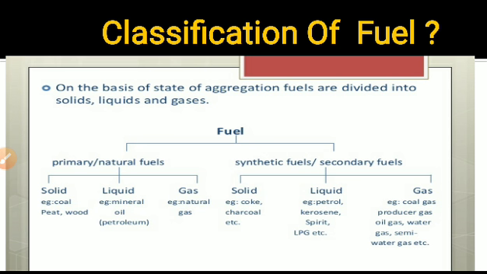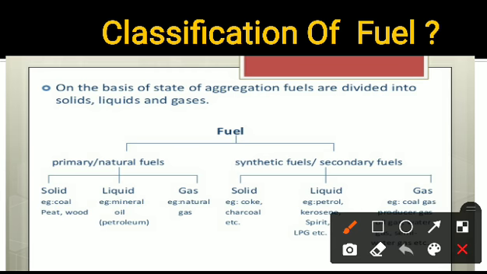Next, we are going to learn the classification of fuel. Fuels are classified into mainly two types. First, the primary or natural fuel, and the second one, the synthetic fuel, or we can say secondary fuel, also called artificial fuel. First, the primary or natural fuels are classified into three types: first, solid fuel, second, liquid fuel, and third, gaseous fuel.